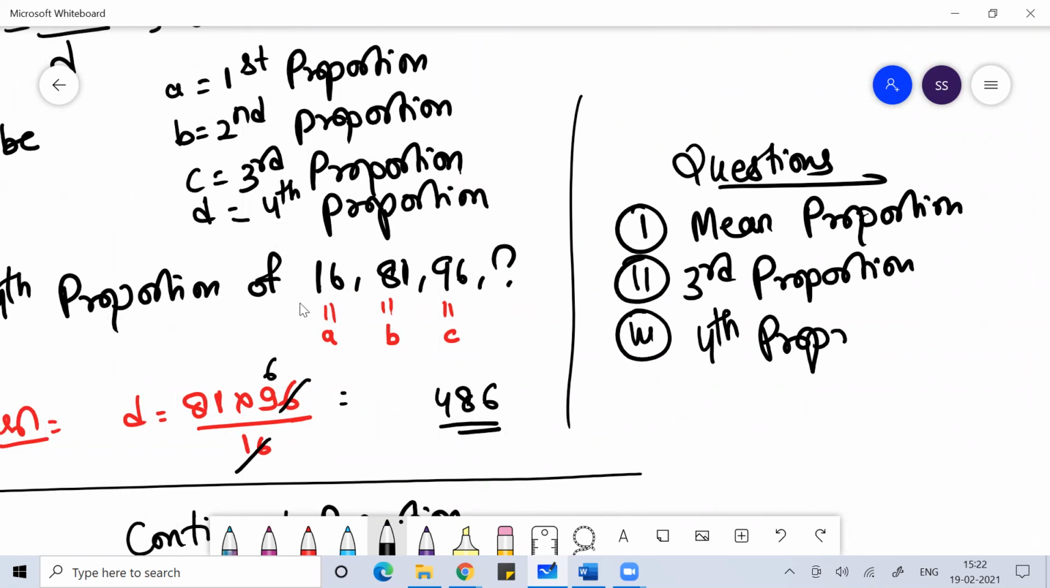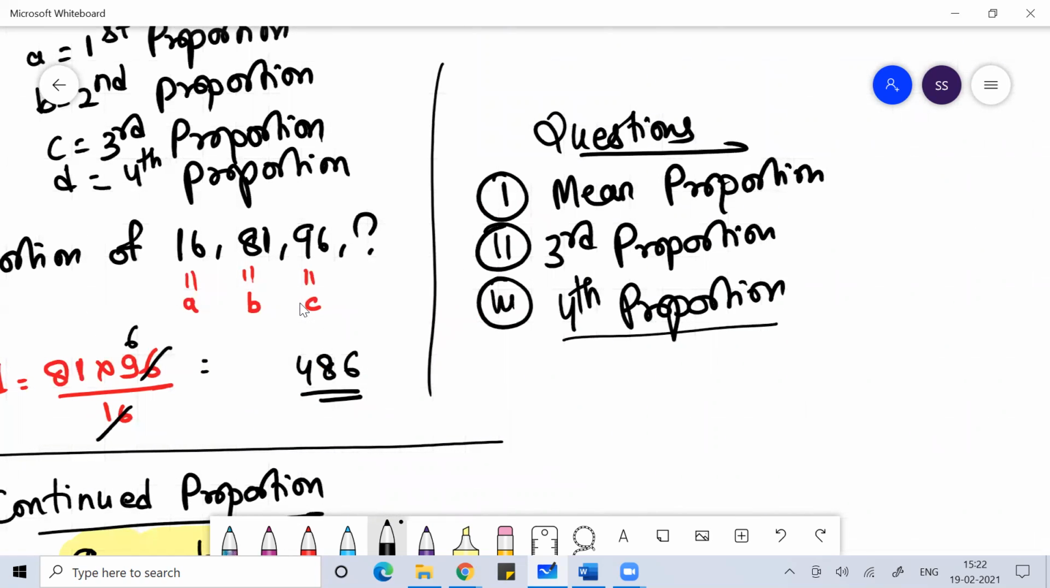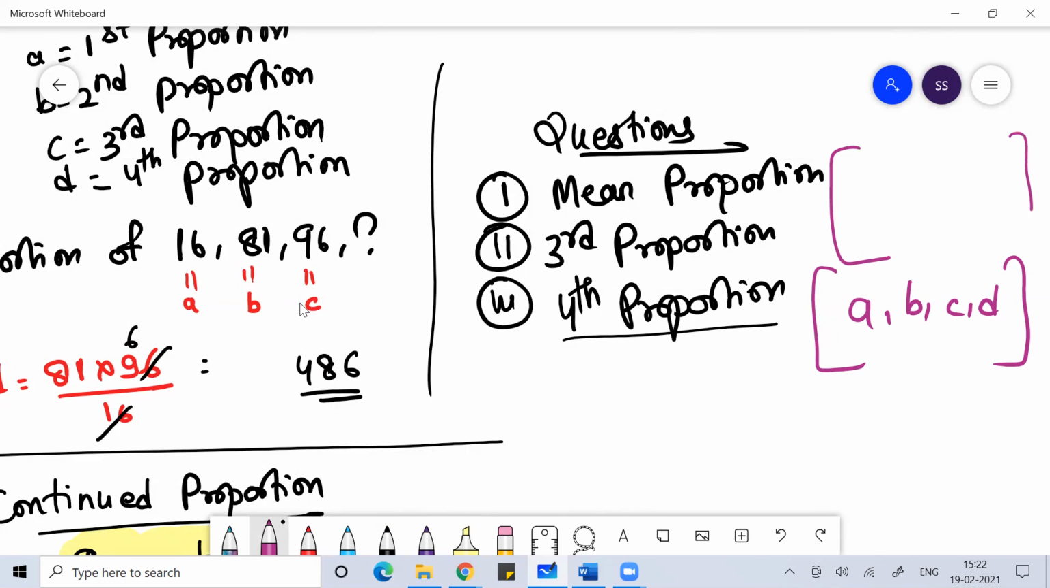Whenever they discuss the concept of fourth proportion, they're going to use four terms like A, B, C, and D. In fourth proportion, the questions will be based on these four distinct terms. While in mean proportion and third proportion, the question will be based on the three terms A, B, and C.